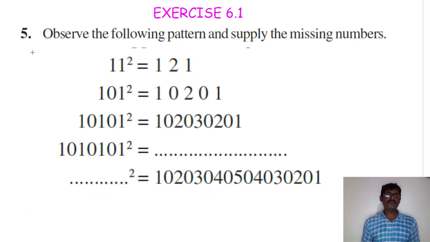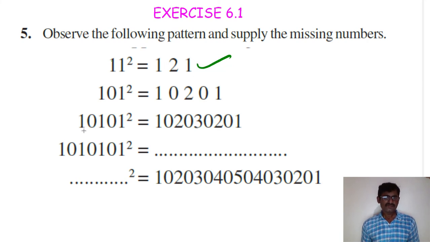Exercise 6.1, fifth problem. Observe the following pattern and supply the missing numbers. Now observe how the pattern is going on. 11 square equal to 121, that is in the first row. In the next row, 101 square equal to 10,201. So if you insert 10 between this 1 and 1, at the right side also you need to insert 10 between 1 and 2 and 10 between 2 and 1, like this.